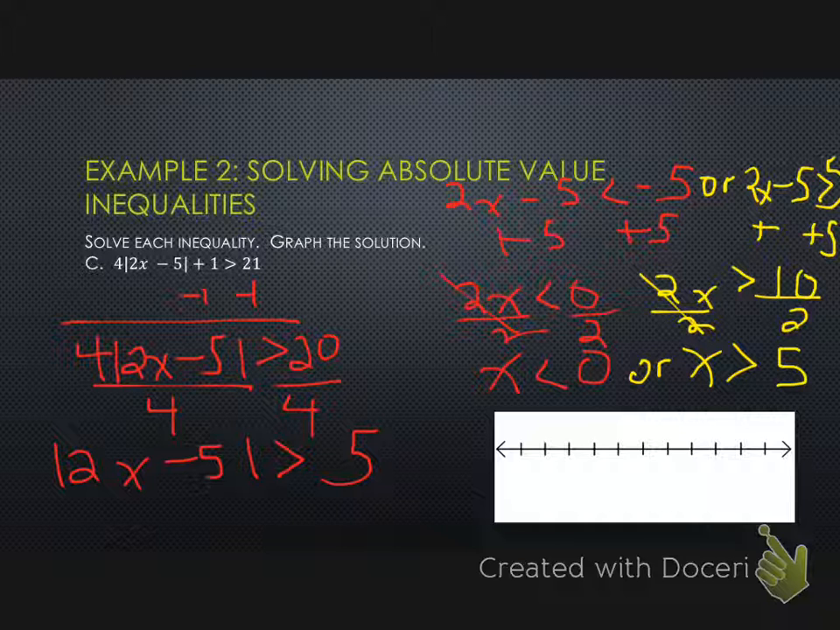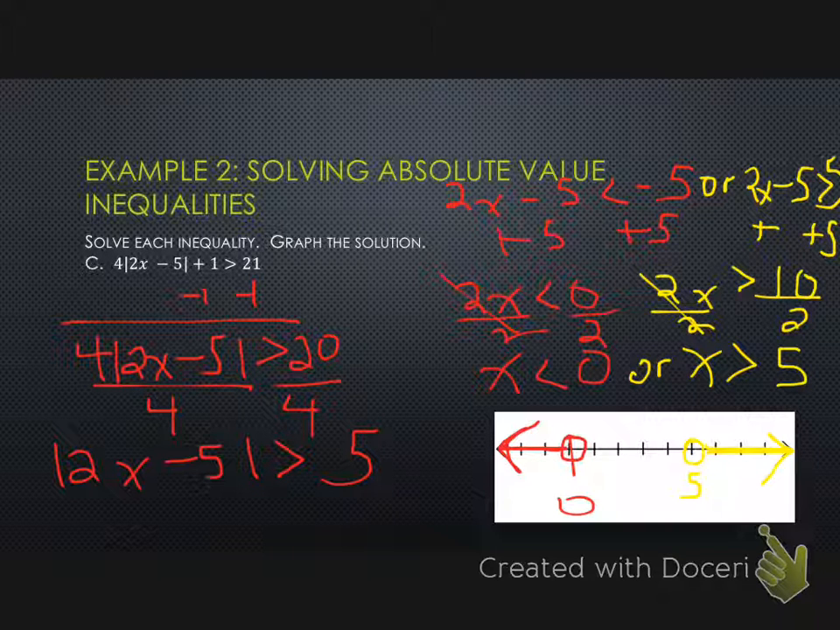So x is less than 0, so here's 0. It doesn't have a line underneath, so it's going to be an open circle, and less than x is going this way. Or x is greater than 5. Let's see, 1, 2, 3, 4, 5's right here. So again, an open circle, and x has to be greater than 5, so it's going this way. That's how you would solve and graph that inequality.